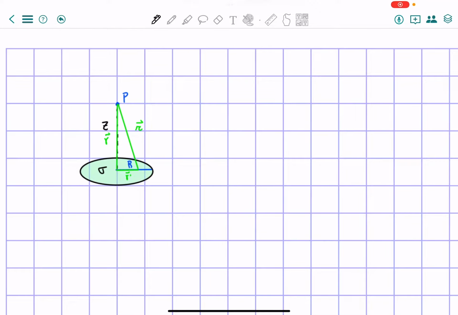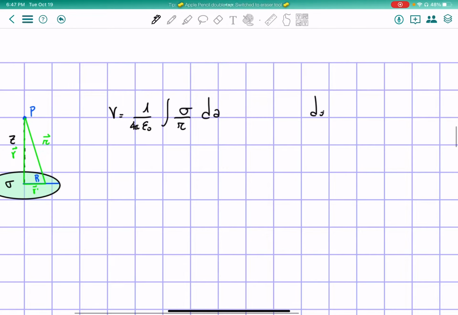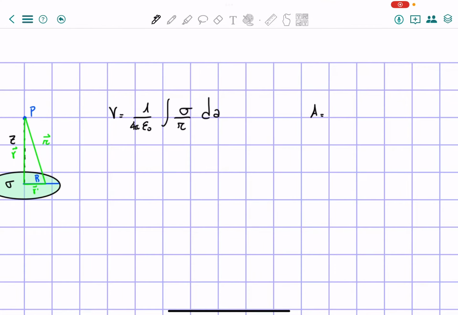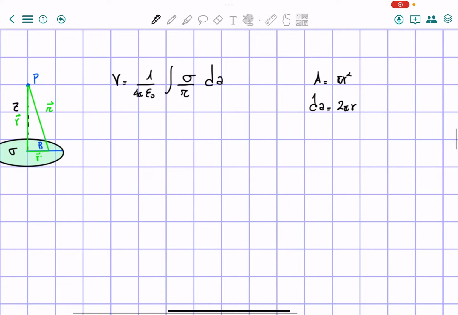In this course, the potential V is equal to 1 over 4 pi epsilon naught times the integral of the charge, in this case omega, over the distance vector, times dA. Now dA is going to be equal to, let me write this. The area of a circle is pi r squared, so the small a, in this case, will be 2 pi r. So instead of writing dA, we can write 2 pi r.